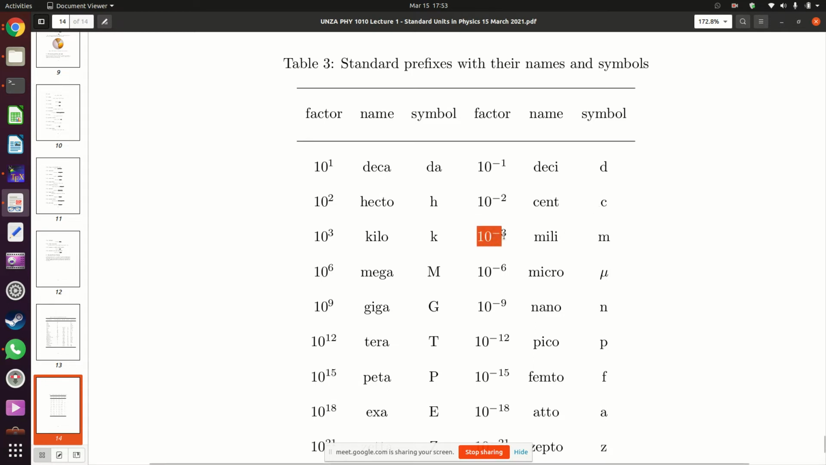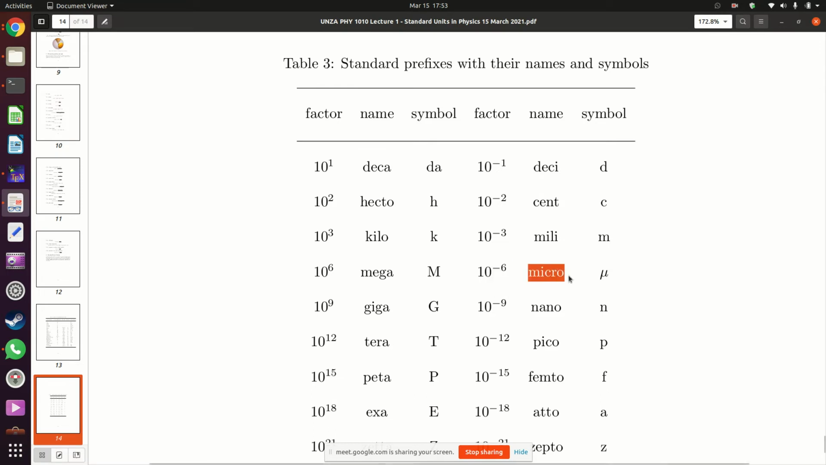Then 10 to the power minus 3: you get your meter, then you chop it into 1,000 equal parts. 10 to the power minus 3 is the same as 1 over 1,000. Each of those parts is what's called a milli. 10 to the power minus 6, you chop into 1,000,000 equal parts, then each of those is what you call a micro.